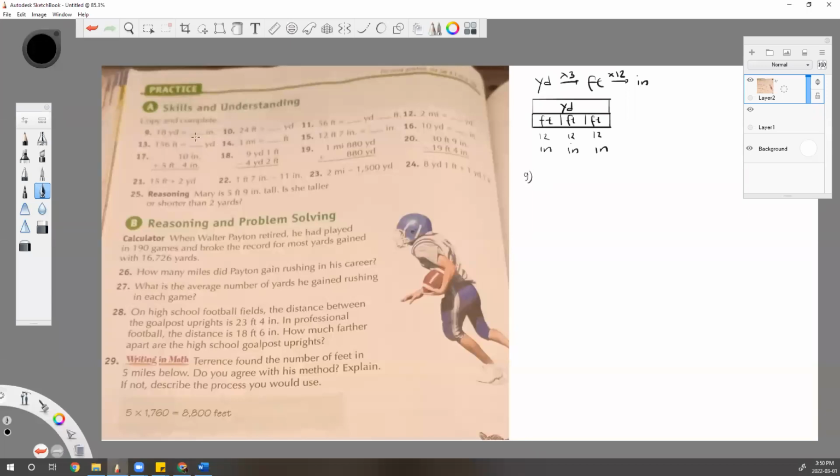So for number 9, from 18 yards, you move to inch. So you multiply by 3, multiply by 12, right? So look at this. 18 multiplied by 3, multiply by 12, you'll get the answer. For number 10, 24 feet to yards, going up, feet to yard, the opposing way, divide by 3, right? 24 divided by 3. So if it is opposing the arrow, it is dividing.